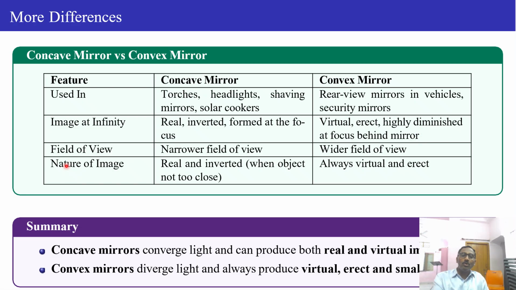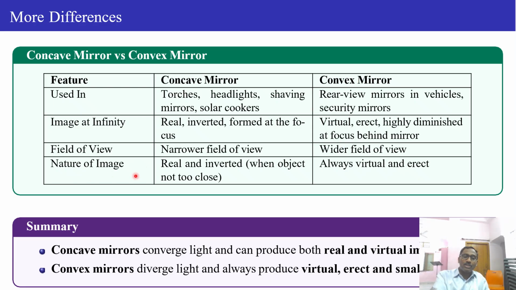Now field of view. In case of a concave mirror, narrower field of view. But coming to a convex mirror, it will cover a wider field of view. That's why in vehicles we are using convex mirror as rear view mirrors. Almost all the backside of the vehicles it will show in the mirror. So convex mirror we are using as a rear view mirror.